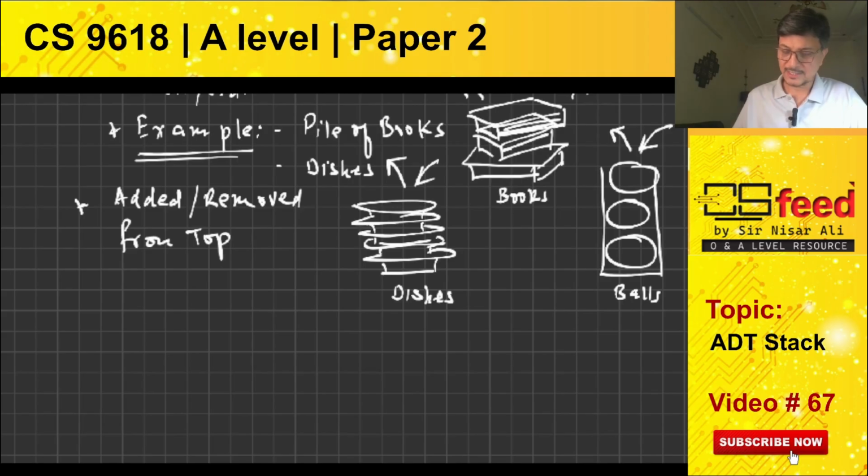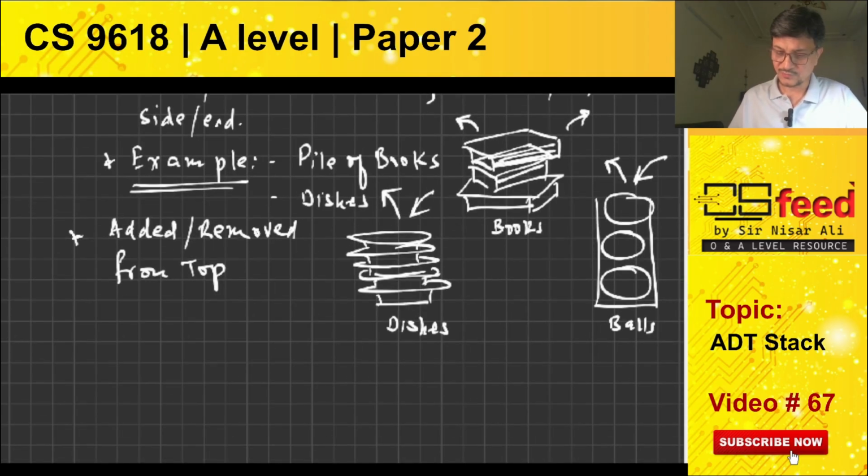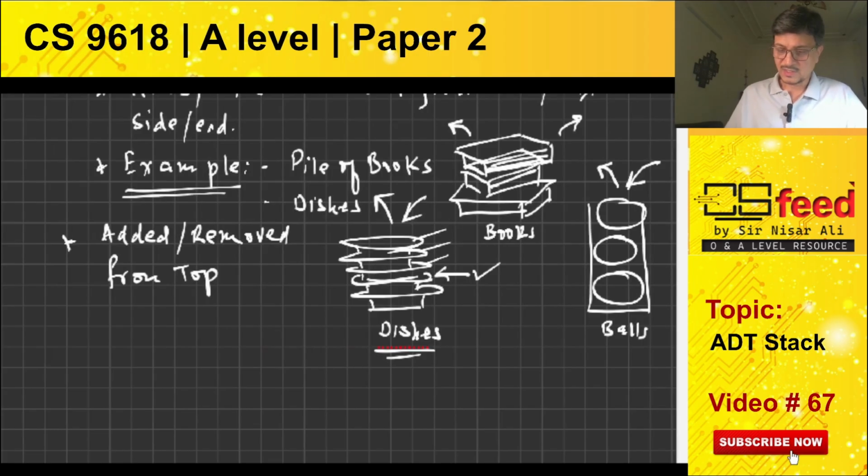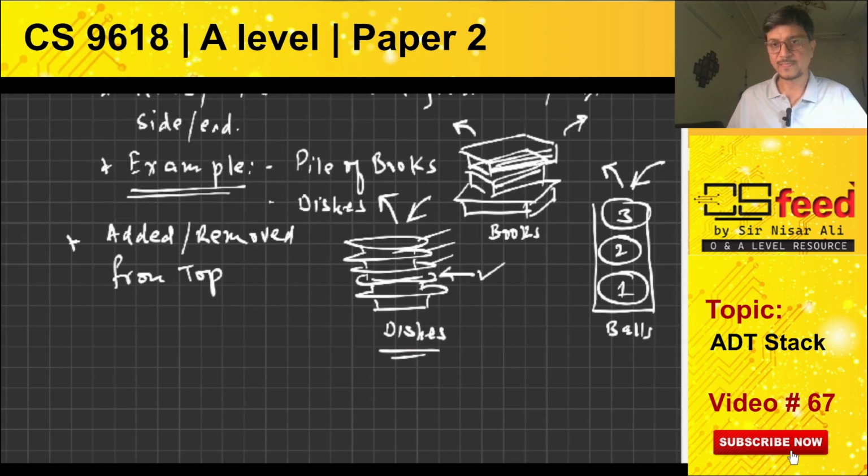So in adding and removal, let's say we want to remove this particular dish from this stack of dishes, we need to remove this first, and only then we can remove this. Like this is the first ball that entered, this is the second, this is the third. So if we want to remove the second ball, we have to remove the last ball first, and then we can remove it.